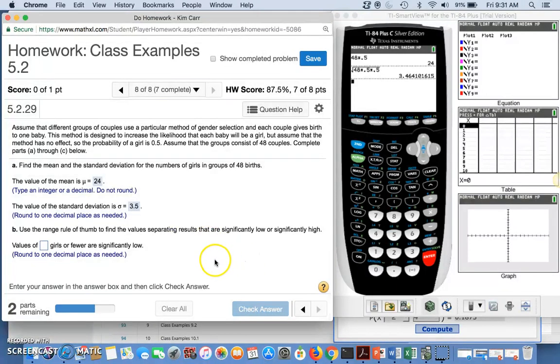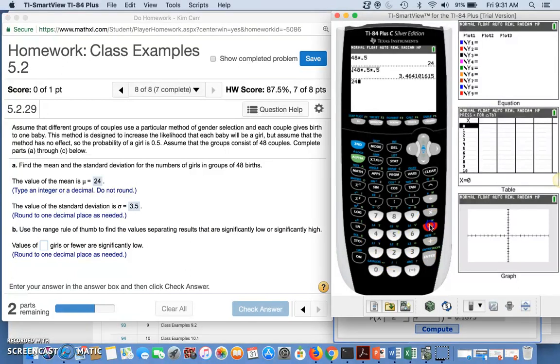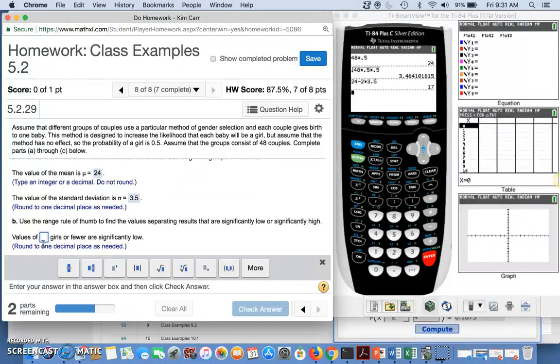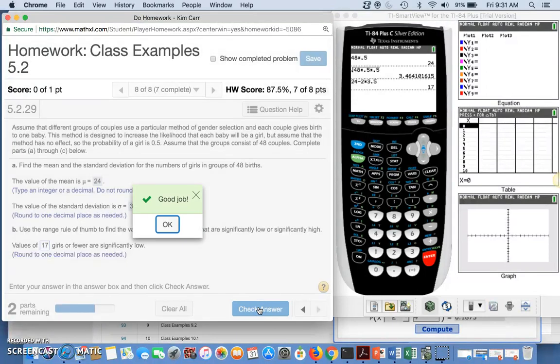Use the range rule of thumb to find the values separating the results that are significantly low or significantly high. Okay, they're asking for the significantly low first. So I would simply say 24 minus 2 times 3.5. That gave me 17 exactly, and you could put 17.0 if you wanted to.